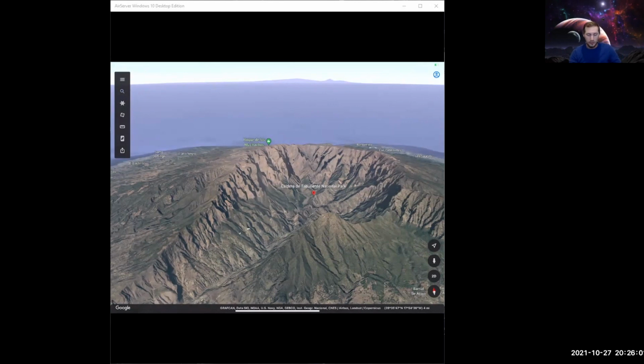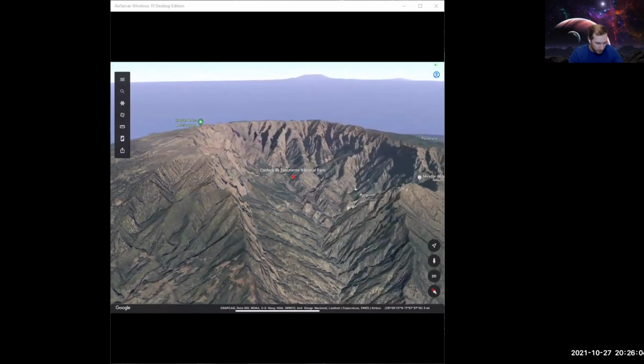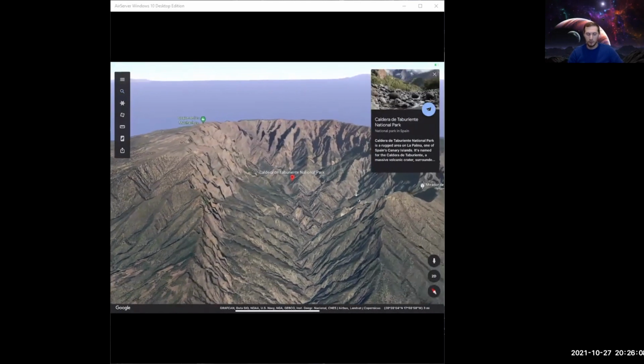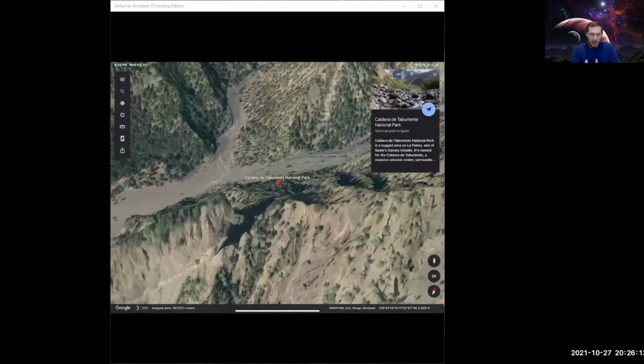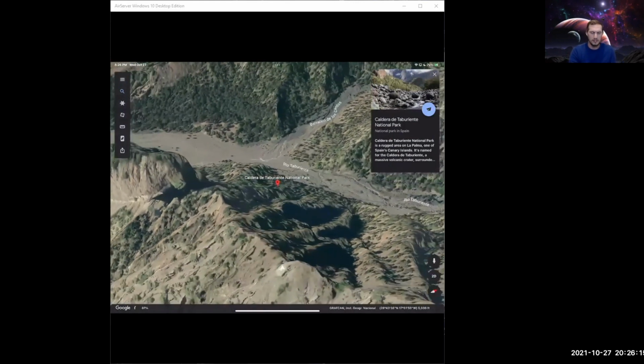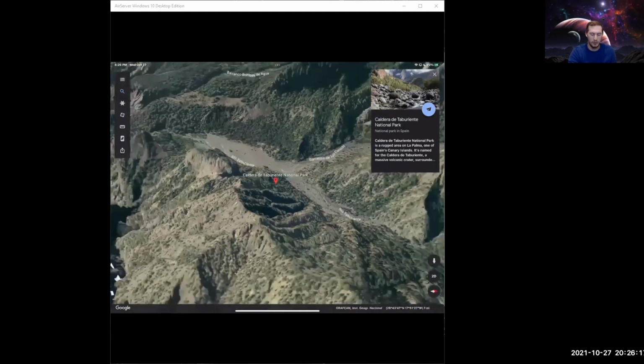Or hey, do a video, a flyover. I think there's a flyover button somewhere around here. Do a flyover and record the flyover in Google Earth as it flies around this location. Tell me what features you are seeing that make this a volcanic crater compared to another location.